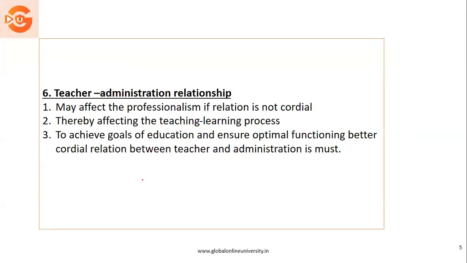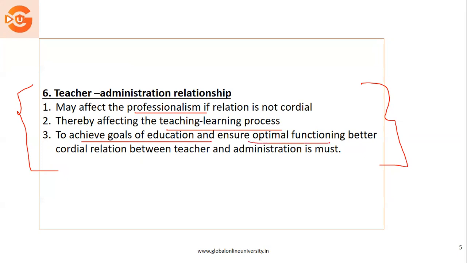Teacher administration relationship. Now why? Because if the relationship has some negativity or some drawbacks, it is definitely going to affect the teaching learning process. So it should be very professional. It should only deal with the teaching learning process, to achieve the goals of education, and to ensure optimum functioning of a better coordinated relationship between the teacher and administration, which should focus on enhancing the learning process.